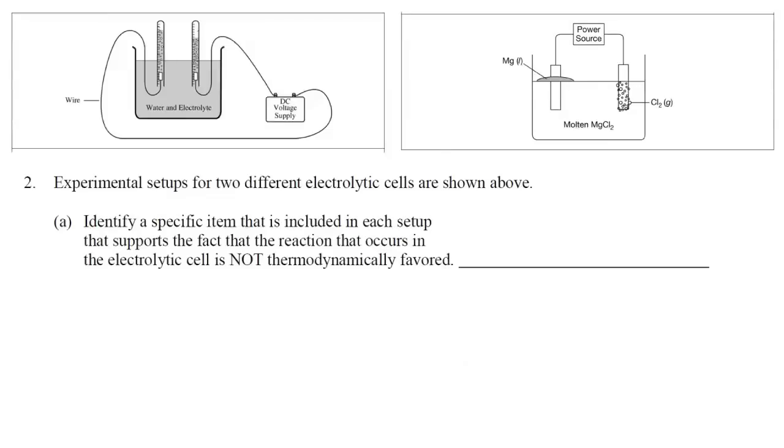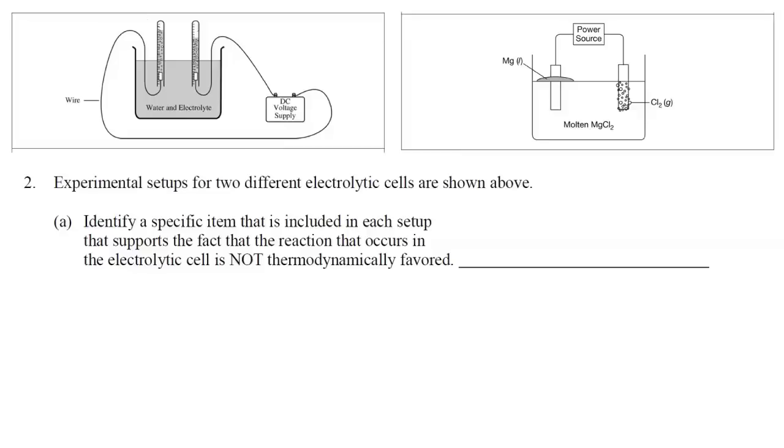So here's question 2. Experimental setups for two different electrolytic cells are shown above. Part A, identify a specific item that is included in each setup that supports the fact that the reaction that occurs in the electrolytic cell is not thermodynamically favored.